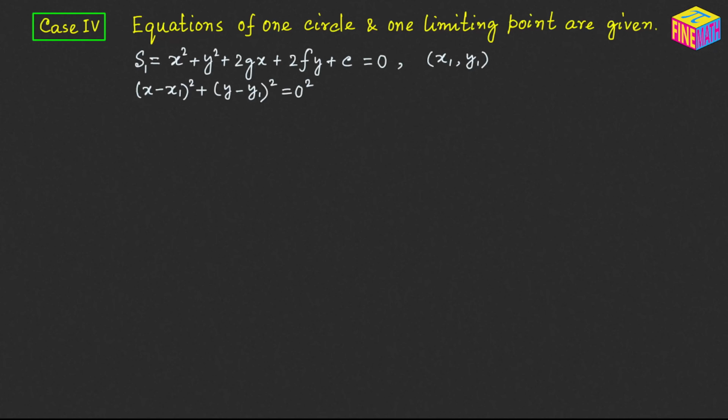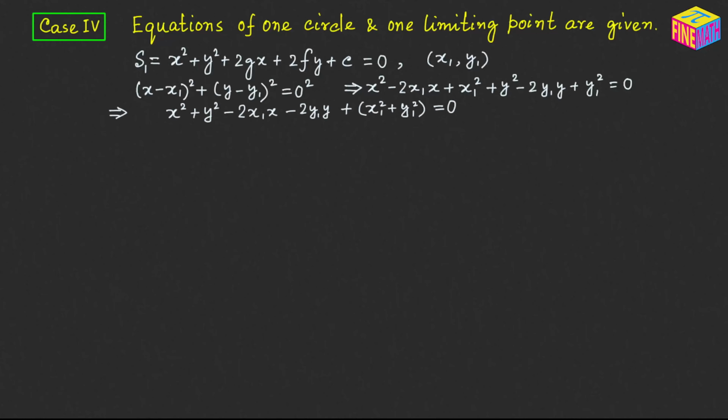And if we expand this equation, it can be written like this. And then if we reorganize the terms a little bit, it can be written like this. Let's call the left hand side of this equation S sub 2. So now we have equations of two circles that belong to this family of coaxial circles.